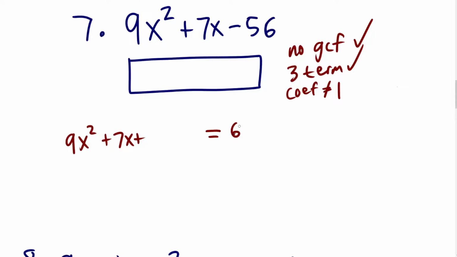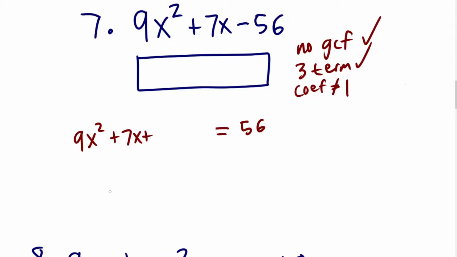So 56 equals 56. Now, what you'll do for completing the square is you will take your b term and divide it by 2. So b divided by 2. And then you will take that and square it. So in this case, it's going to be 3.5 squared, which is going to give you 12.25. So 12 and 1/4.